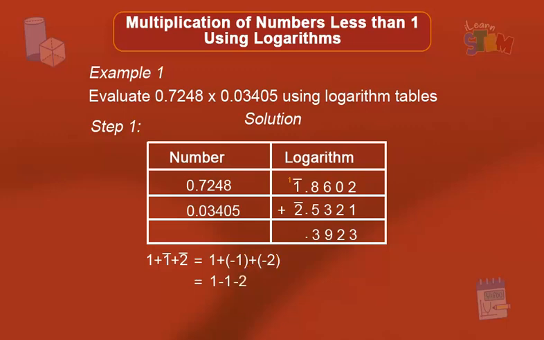Let's solve. 1 minus 1 is 0. 0 minus 2 equal to minus 2. This means that the characteristic is bar 2. Therefore, the answer for the first step is bar 2.3923. Let's now go to the next step.